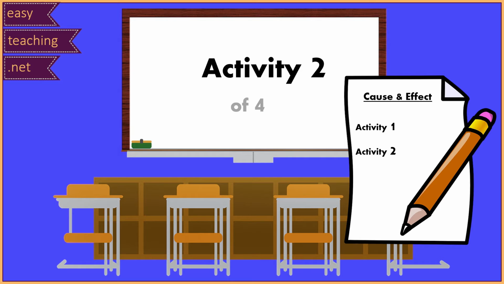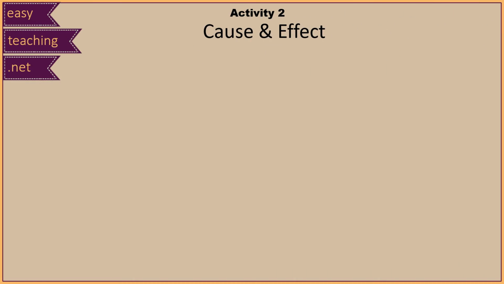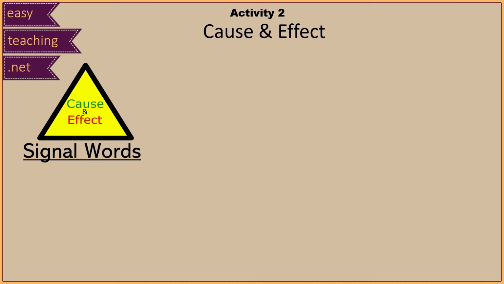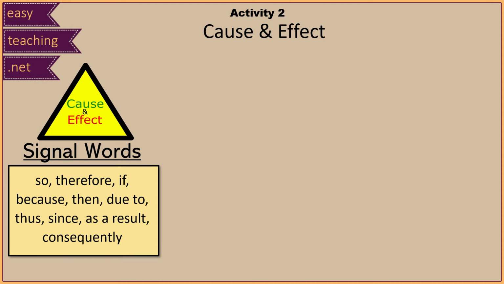Activity 2. So, how can we tell if a cause and effect relationship is occurring in a text? We can look for signal words. These signal words tell the reader that there might be cause and effect occurring. Here are some cause and effect signal words. So, therefore, if, because, then, due to, thus, since, as a result, consequently.